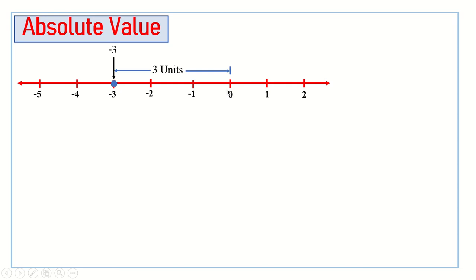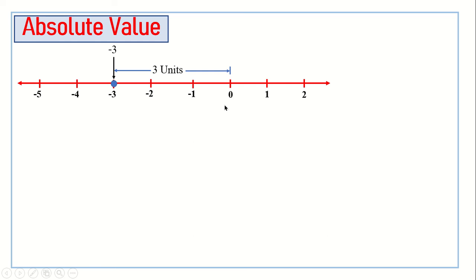And you can see that we have got 3 units from 0. Okay? Now, we can say that the absolute value of negative 3 is 3. Why 3? It is because we have got 3 units to go to negative 3 from 0.